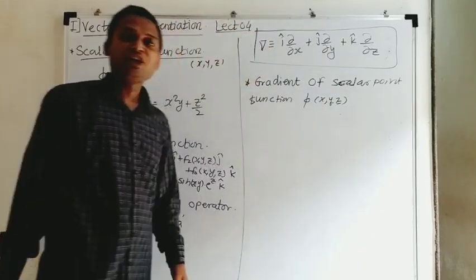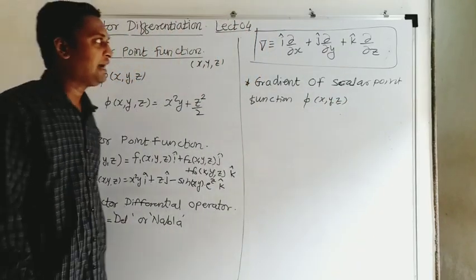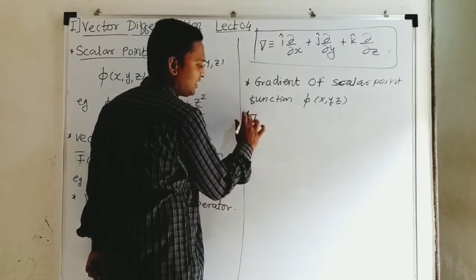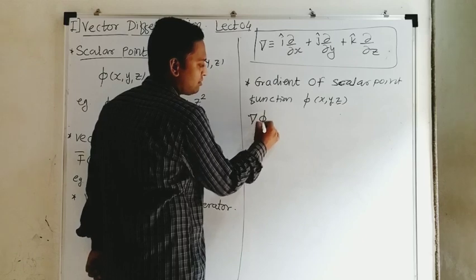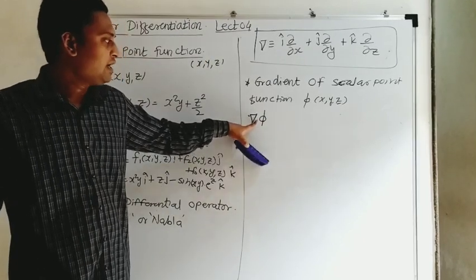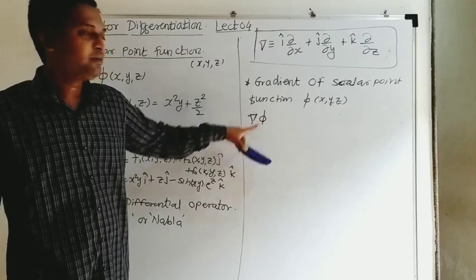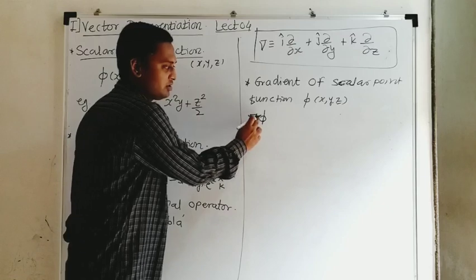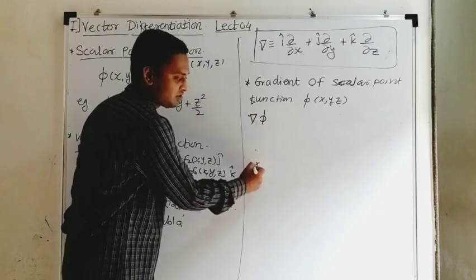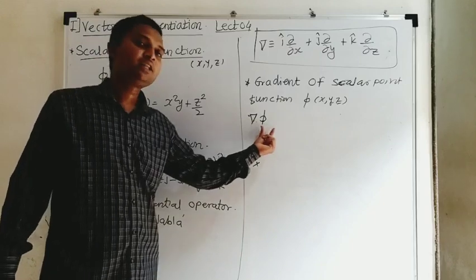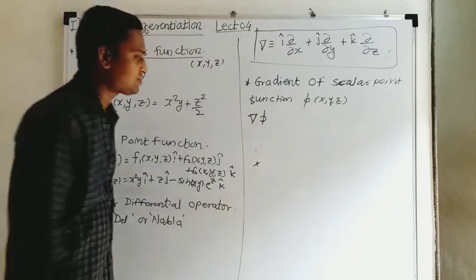We determine the gradient of scalar functions only, and not of vector functions. Whenever we operate this del, which is a vector, on a scalar point function, the resulting quantity is del phi. This is a vector and this is a scalar, so in between we will not have any dot or cross. We have a dot sign or cross sign in between two vector quantities. Here we have one vector quantity and one scalar quantity, therefore there is no dot or cross sign in between.